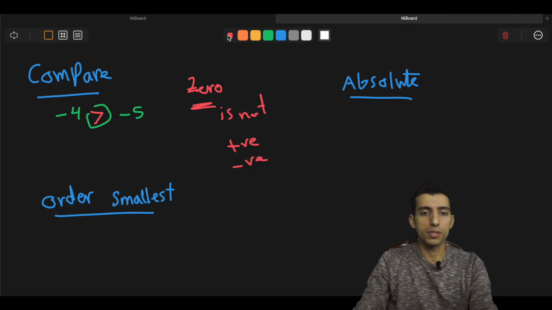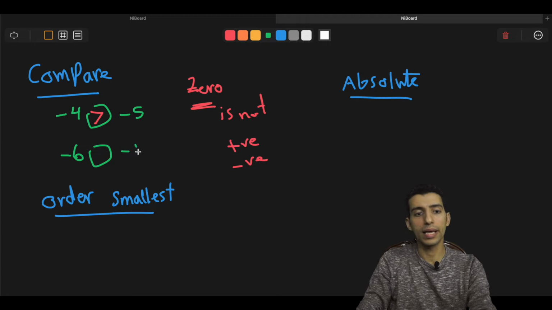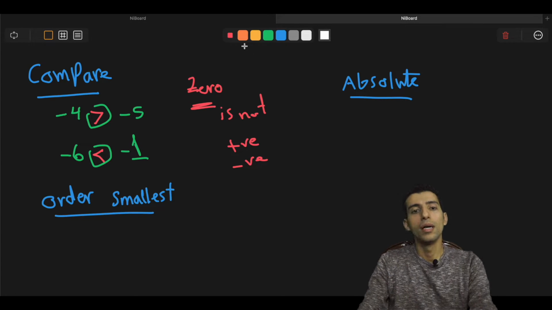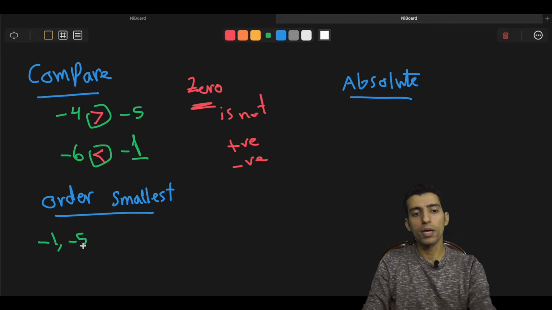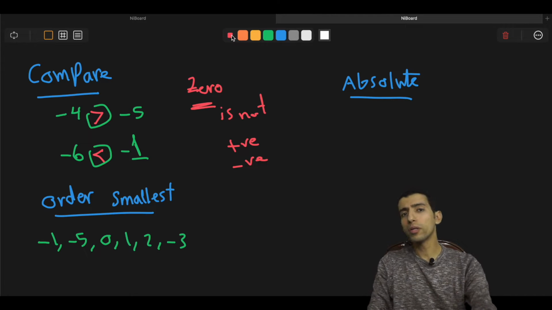So let's try to solve another one. When I say negative 6 and negative 1, of course negative 1 is nearer to 0 than negative 6, so negative 1 is bigger. Let's try something else. If we have a problem where we need to order from smallest to greatest, for example negative 1, negative 5, 0, 1, 2, and let's say negative 3, what do you think? Which one could be the smallest?